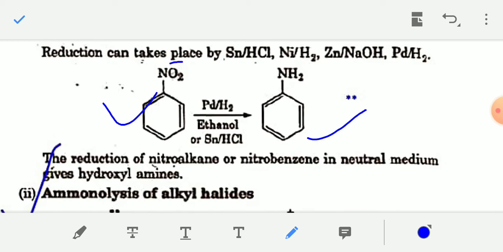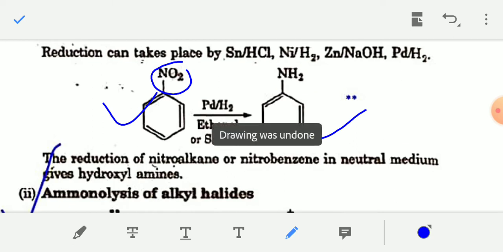The NO2 group will be converted into NH2 group. So by reduction of NO2 nitro compound, you will get amine. For example, if you reduce nitrobenzene by Sn/HCl or nickel H2 or zinc NaOH, you will get aniline. That is, the NO2 group will be converted into NH2 group.